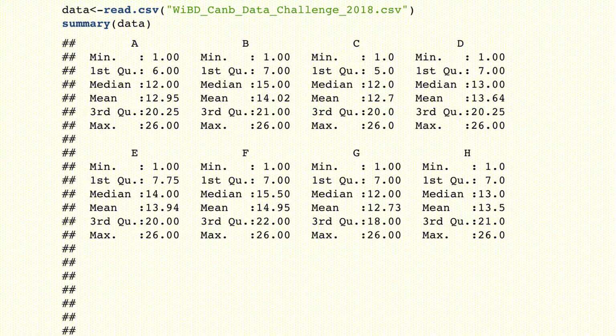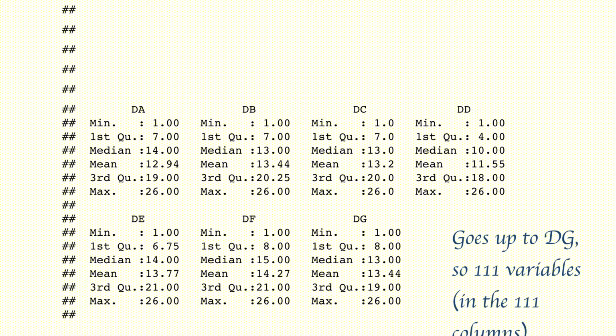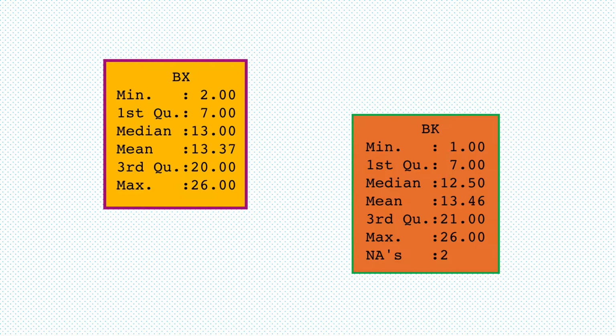I opened up the data in R and I issued the summary command. So for the 111 columns, it gave me 6 figures for a summary for each of the variables. There's the first 8, and here's the last 7 of the 111 variables. So I thought I'd had a reasonable look at it, but it turned out I missed a couple of things, and that's the problem with using the summary command for this amount of data.